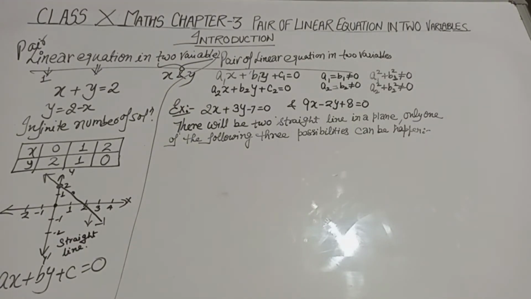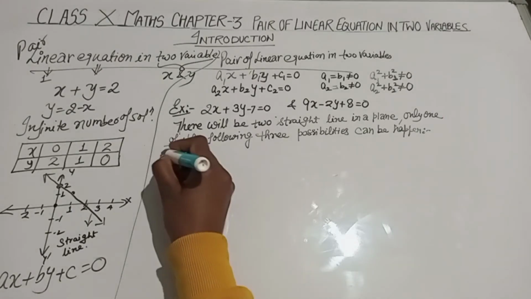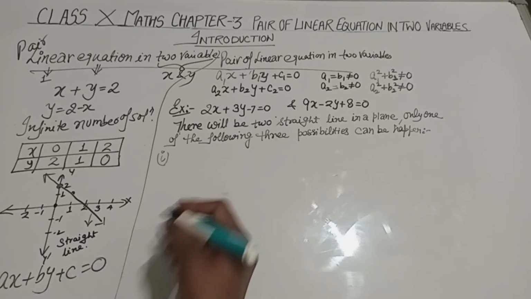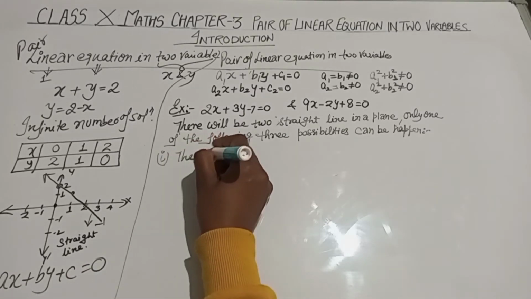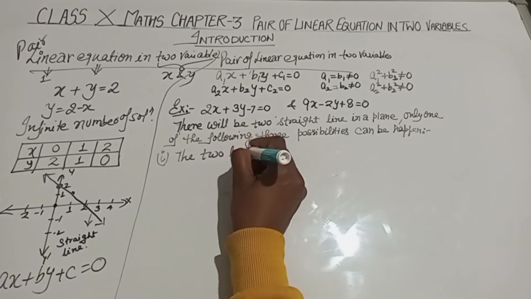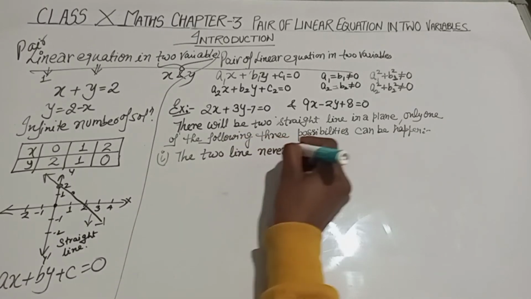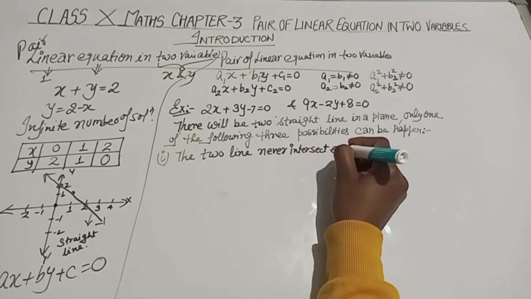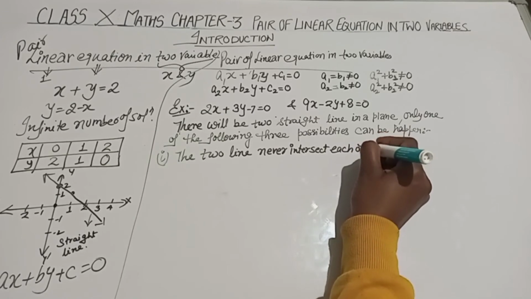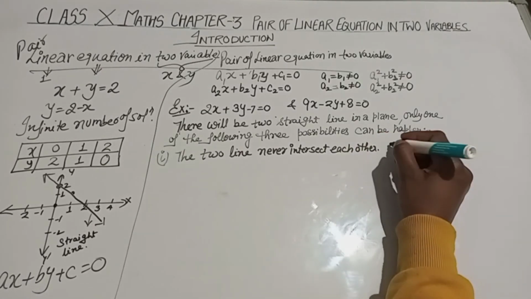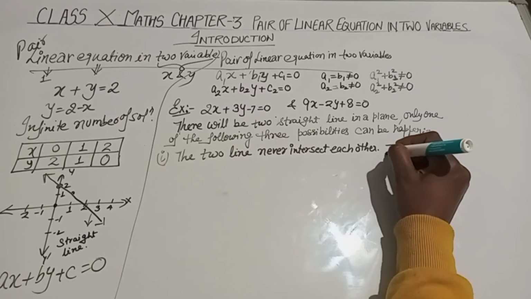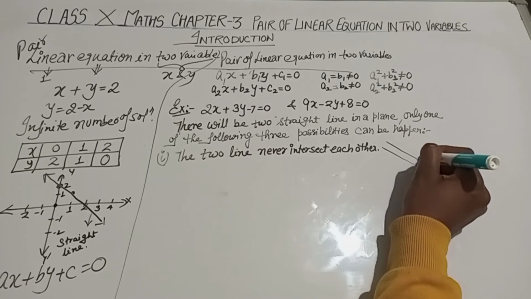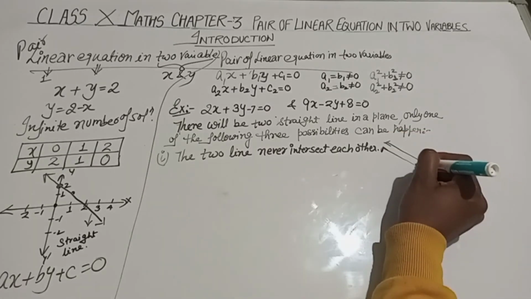The first is that the two lines never intersect each other. It means they are parallel. If they never intersect each other, they are parallel.